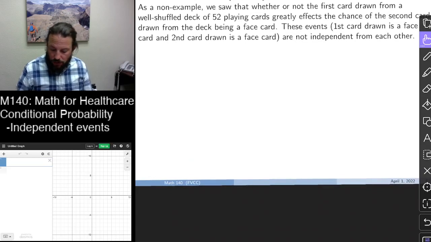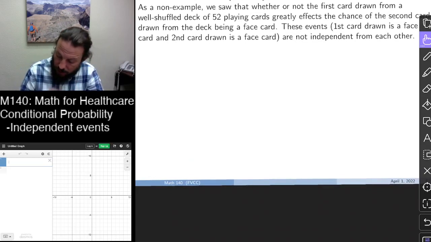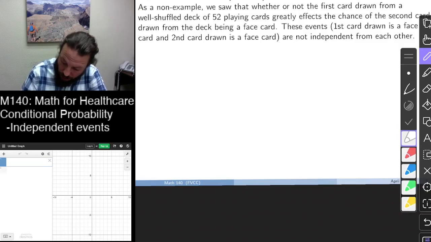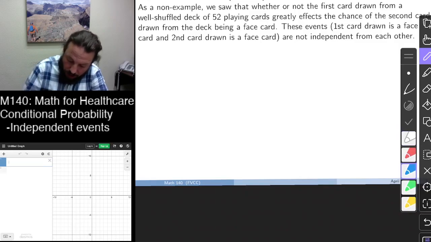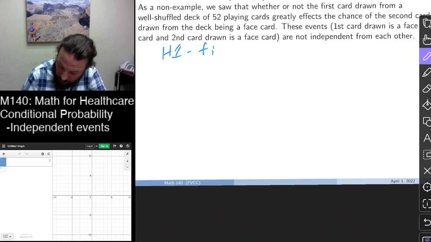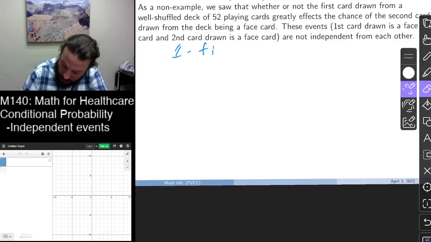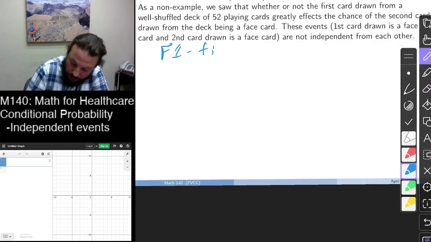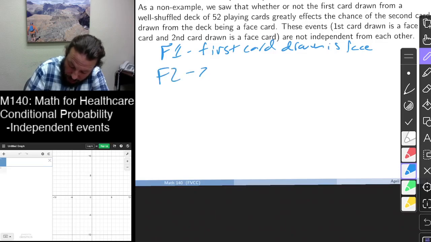First of all, I'm going to call my events: let's do the example we have here. We'll call it F1, first card drawn is a face card, and we'll call F2 second card drawn is a face card.